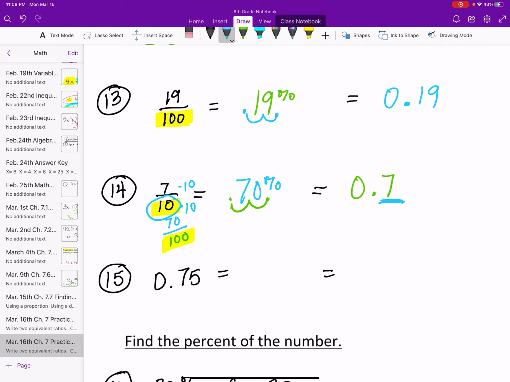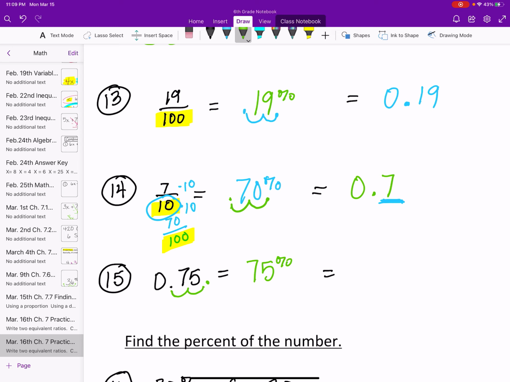Okay, last one. So I have 0.75. If I want to make a percent out of this, then I'm going to move that decimal place. This time I'm moving it 2 to the right because I didn't start off with a percent, I started off with a decimal. So I'm going to move it back 2 places to the right. 1, 2, gets me 75%.